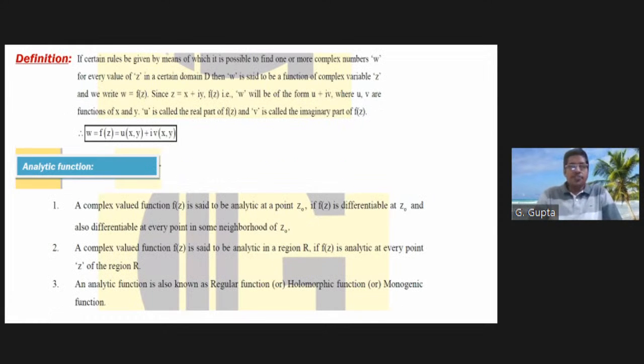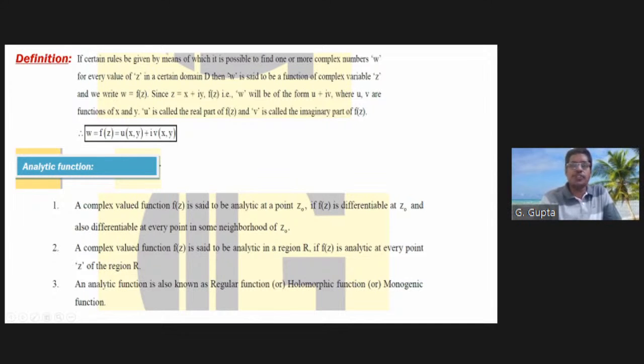So, the first definition: what exactly is a complex function? If certain rules are given by means of which it is possible to find one or more complex numbers, denoted by W, for every value of Z, where Z is a complex number, then this is related to the definition of a function. Then W is said to be a function of the complex variable Z.